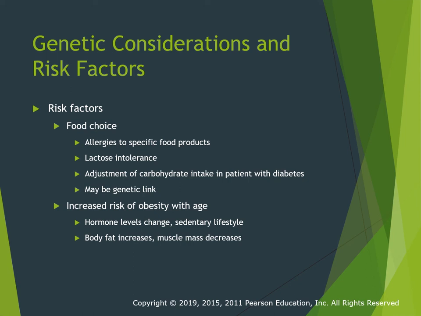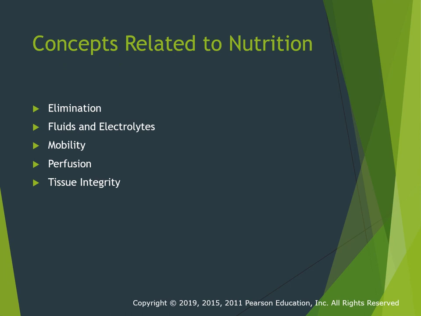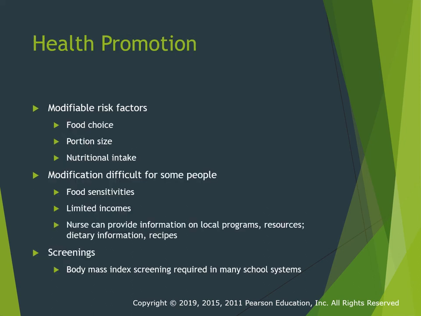Increased obesity with age: hormone levels change, sedentary lifestyle, your body fat increases, your muscle mass decreases, and as you lose your hormones, you lose the ability to regulate your body functions. Hormones give us energy, especially in, you know, the female population, and as we age and get to menopause, we lose that ability. Concepts related to nutrition, this is on page 994, and so it talks about elimination, fluids and electrolytes, metabolism, mobility, perfusion, and tissue integrity, because, you know, with these, and we've already discussed this, people can be very susceptible to skin breakdown.